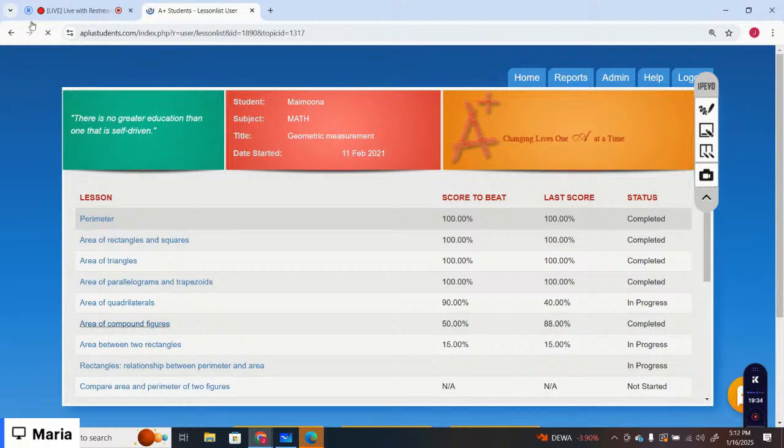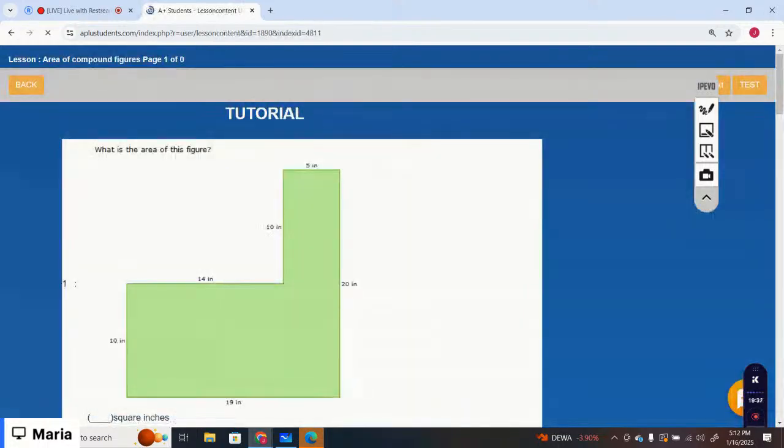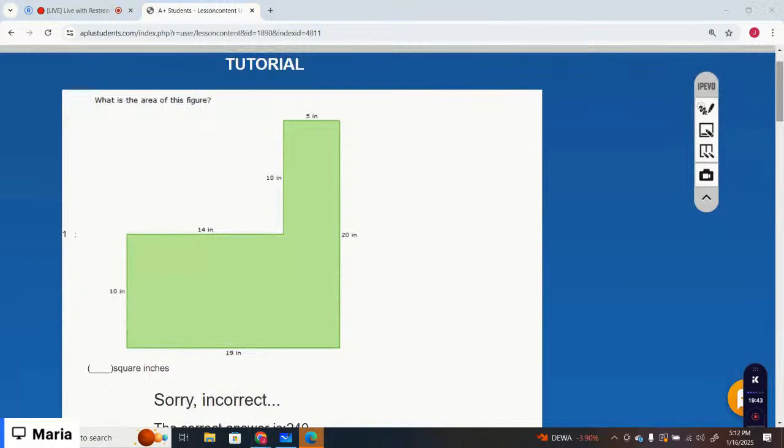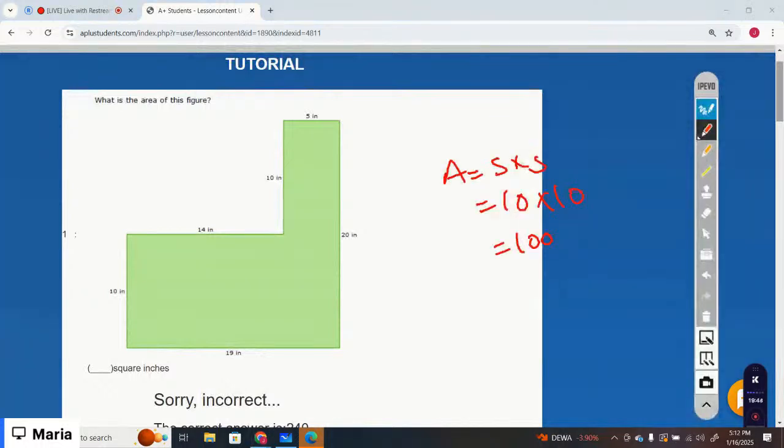That is area of compound figures. Let's just start with the lesson. So what is the area of this figure? How do we calculate the area of compound figures? We need to divide the compound figures into smaller figures. Like if you divide this figure like this, you have two rectangles. You can calculate the area of both the rectangles. You have to add and calculate the final area.